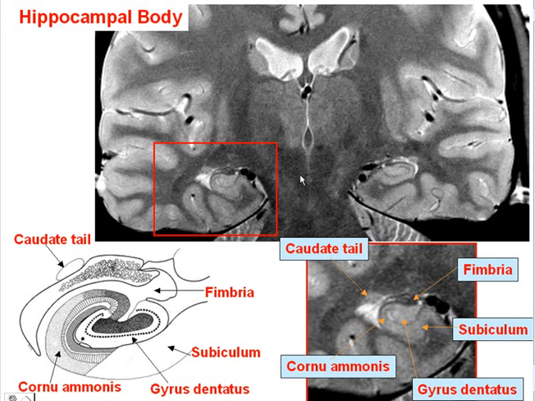In the hippocampal body portion, you can nicely see again the subiculum, corona ammonis, and the dentate gyrus, and the superior surface of the white matter called alveus, and the thickened structure of the white matter called fimbria.